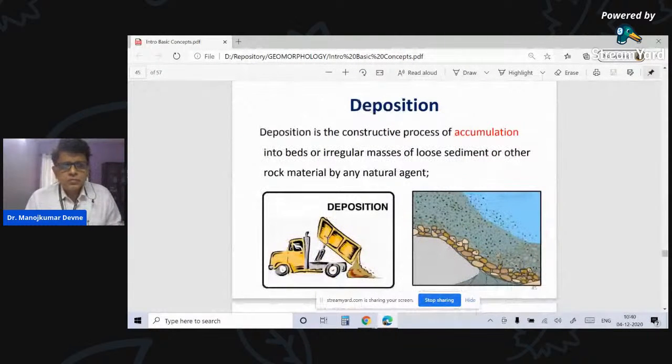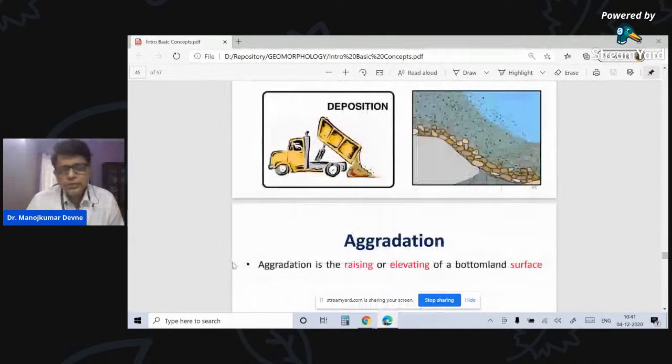This is deposition. It's very similar to someone dumping something somewhere. So what is collected from somewhere gets to be deposited. Where it deposits, you'll see that it aggrades in that particular region. You'll see that you already have the larger material there. The finer material is going to consolidate in between that, and all of that is going to compact into a new form of sedimentary rocks. Sedimentary rocks are formed through deposition.